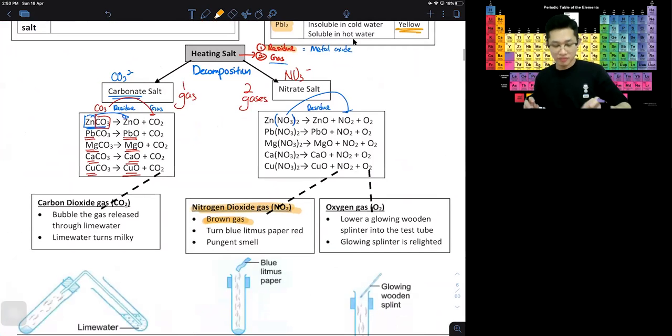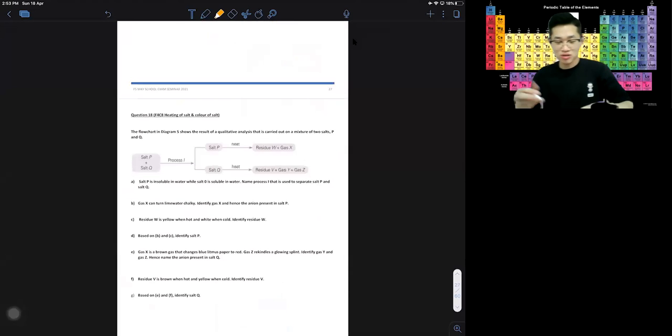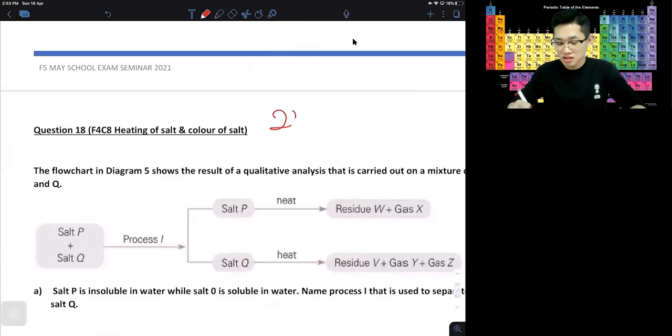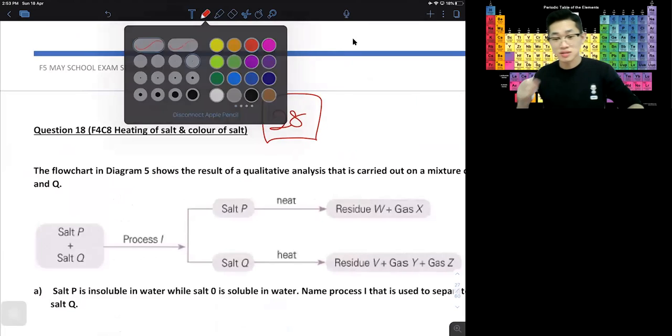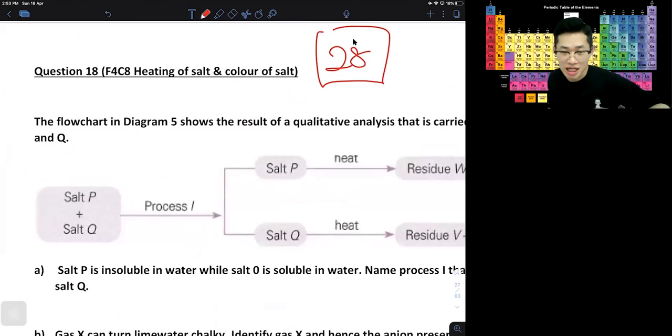Finish. Now, we all go to page. We start from easier exercise first. We start from 28. 28 is the easiest one. 28 is the easiest question. Okay, let's see, 28. So here is the flow chart.